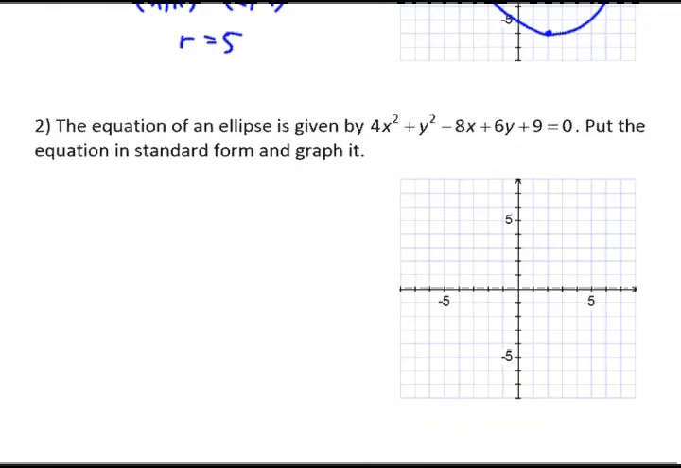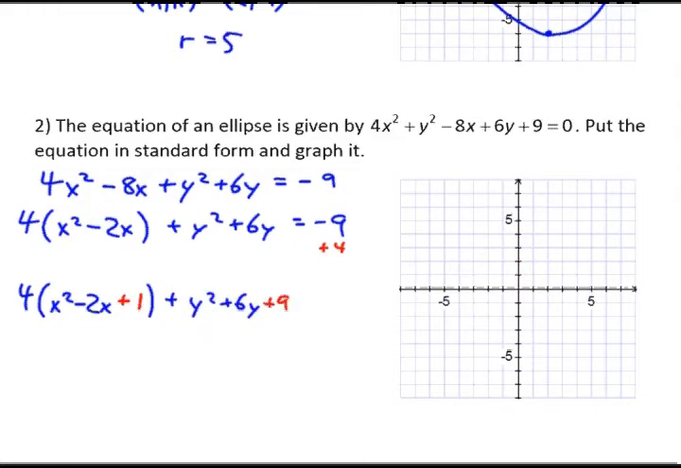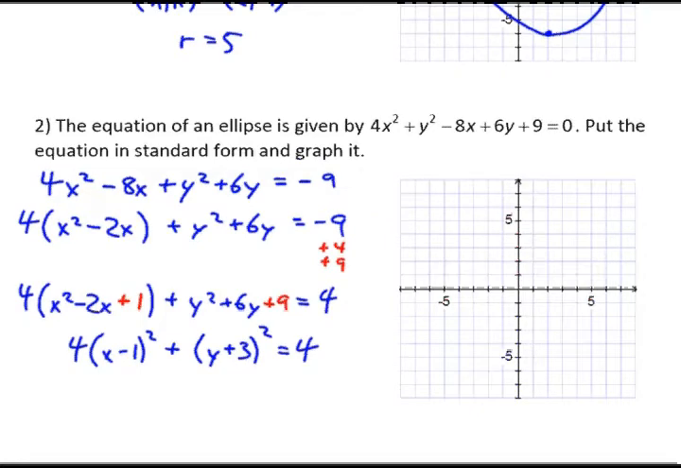Example 2. We're given an ellipse, and this time completing the square is slightly more complex. Take a look. Now we can see that this is going to be an ellipse. We divide through by 4 in order to get that constant 1 on the right side.